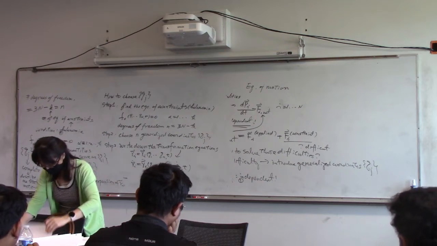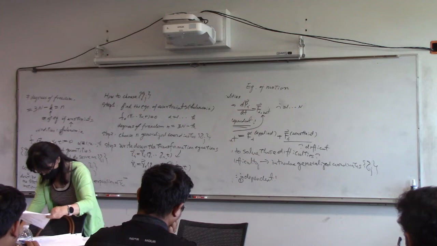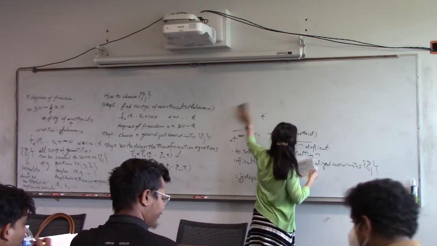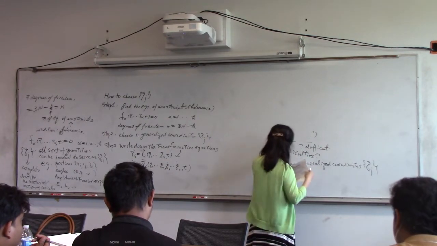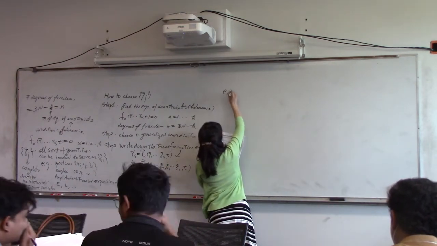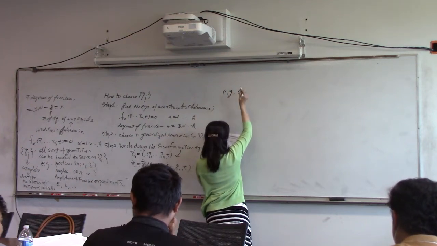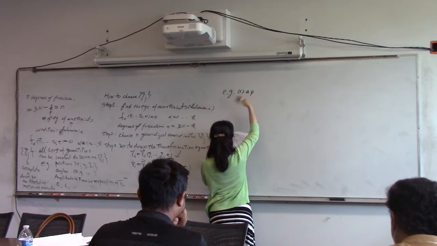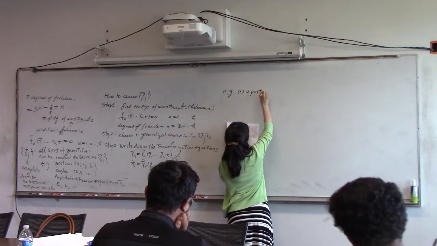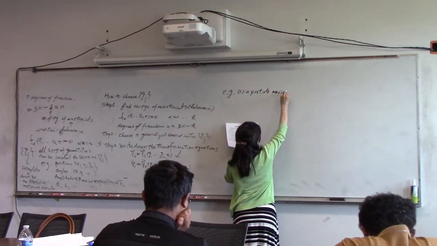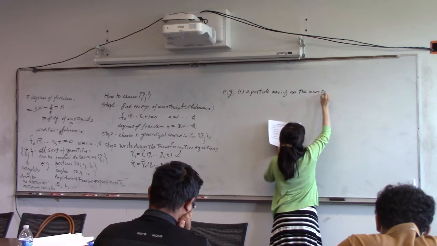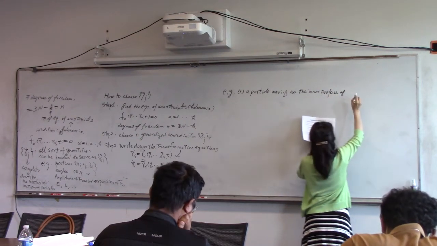Okay, let's do some examples and see how, when you select the general coordinates, to set up the transformation equation. First, how to determine the number of degrees of freedom, right? Okay, I'm going to do the examples. First one: a particle moving on the inner surface of a sphere, which we had before, so now let's do it in more detail.